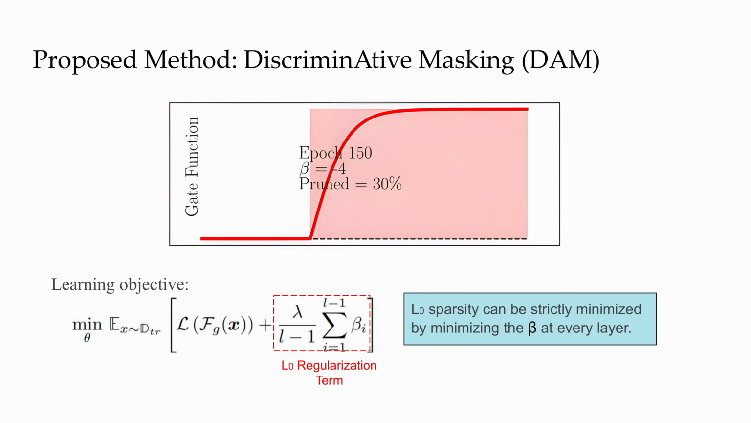Hence, by minimizing the betas of all layers in the learning objective, we can gradually prune the neurons at all layers along with minimizing task-specific loss. In fact, minimizing the betas at every layer directly leads to minimizing the L0 sparsity of the learnable masks, as theoretically demonstrated in our paper.